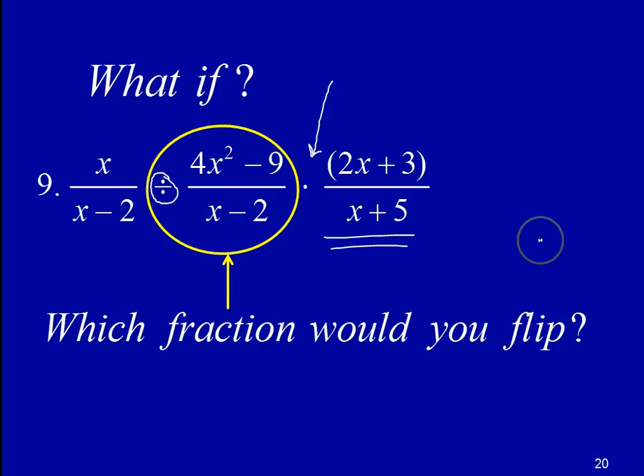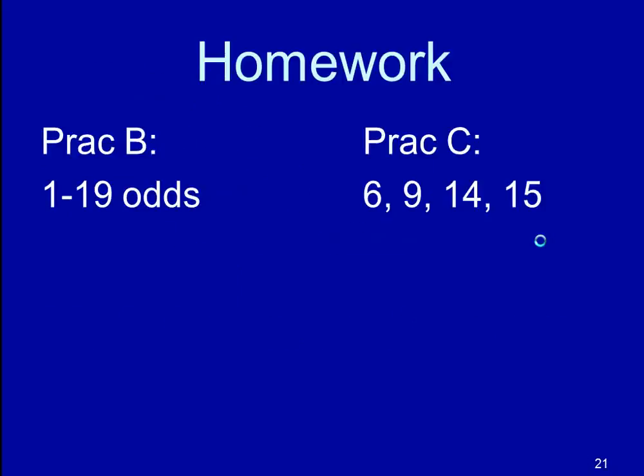I hope you enjoyed the notes today. I know they were a little bit longer, but we got some factoring in here, which we know we got to make sure we take our time on. So here's your homework. 1 through 19 odds on B, 6, 9, 14, and 15 on C. Enjoy your homework. Tomorrow we're going to do 8.5.